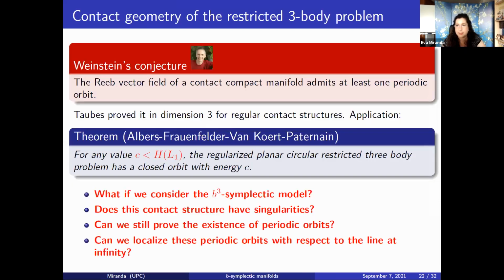I said this the first day, and I'm going to recall it. There is a famous conjecture. It's not a conjecture that will give you $1 million. It's not in the list of conjectures that if you solve them, you get $1 million. But this conjecture is solved in a number of cases, in particular in dimension 3. In a compact contact 3-manifold, the Reeb vector field admits at least one periodic orbit.